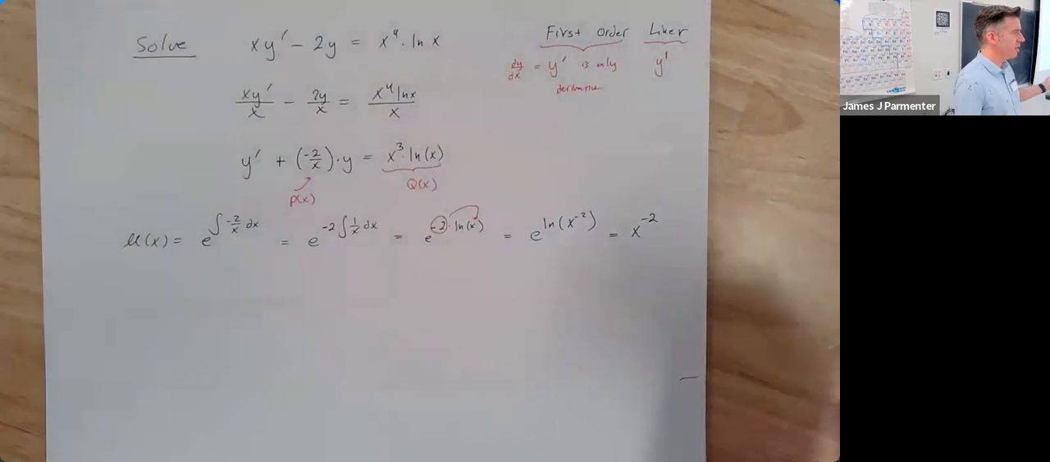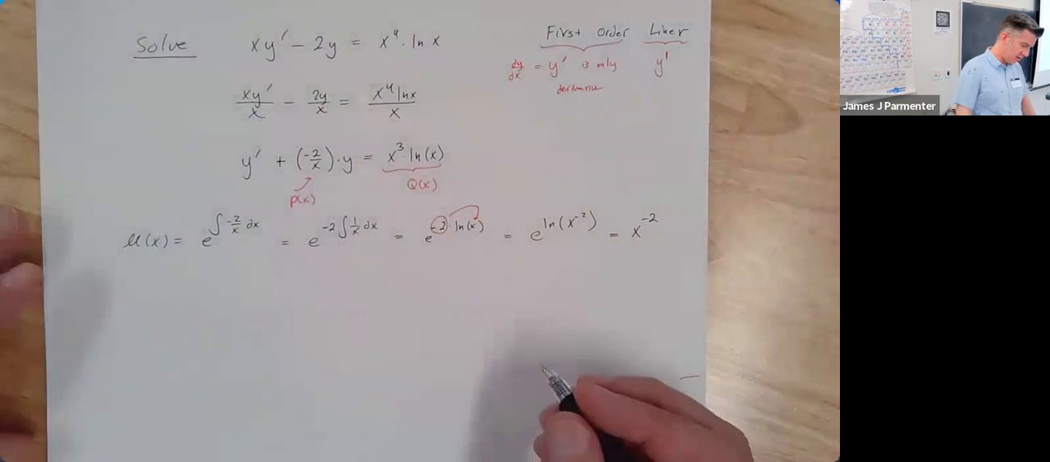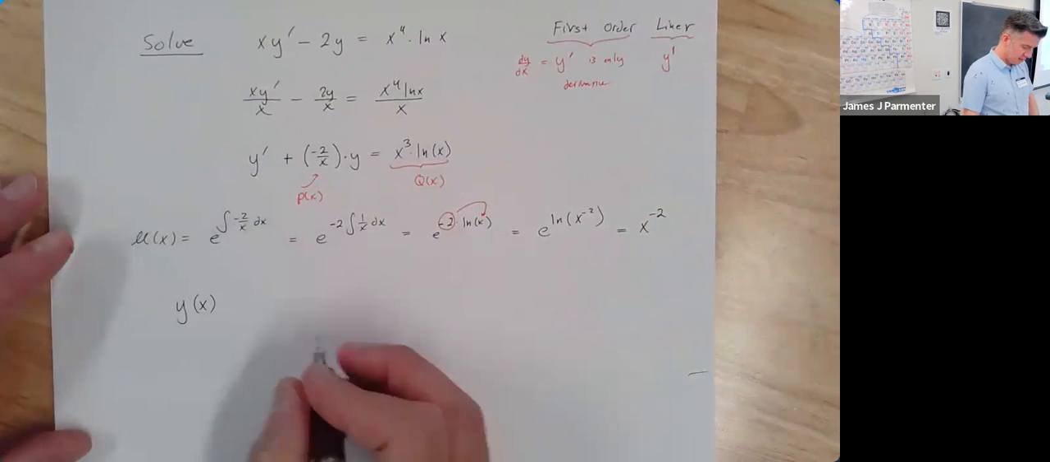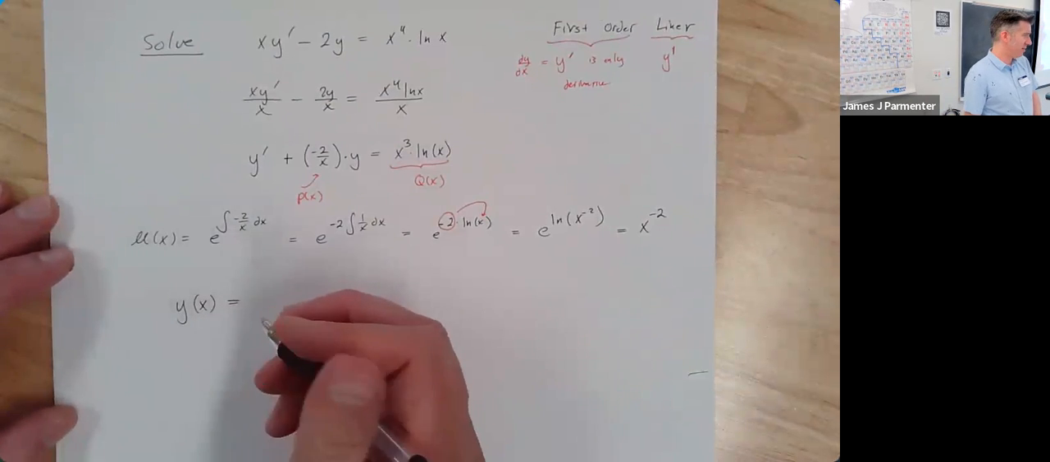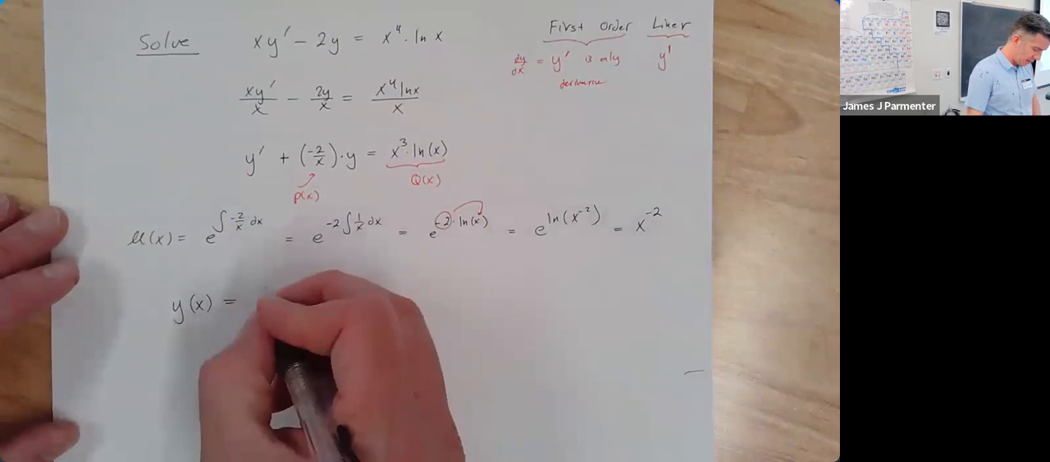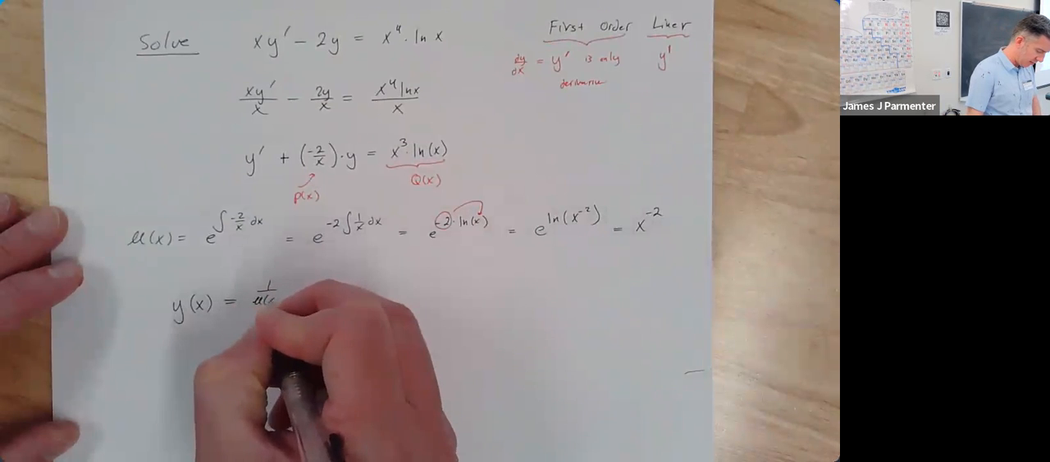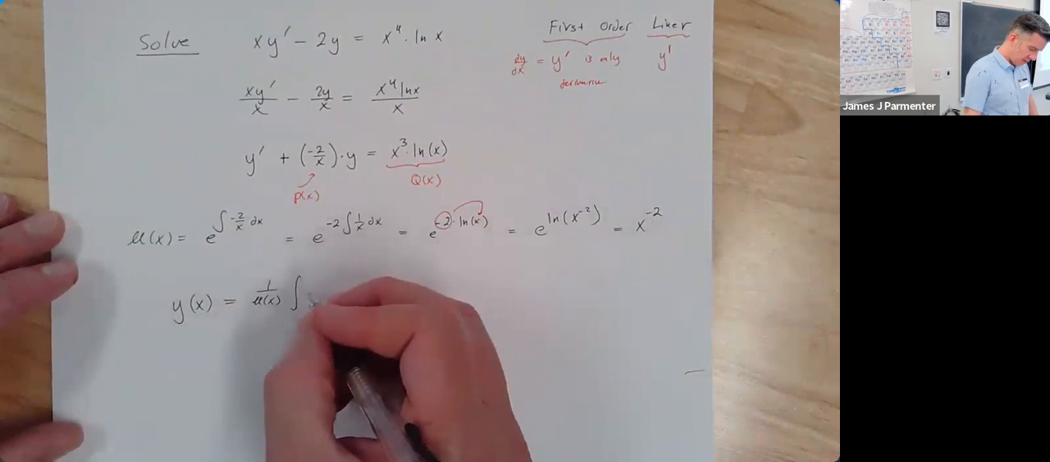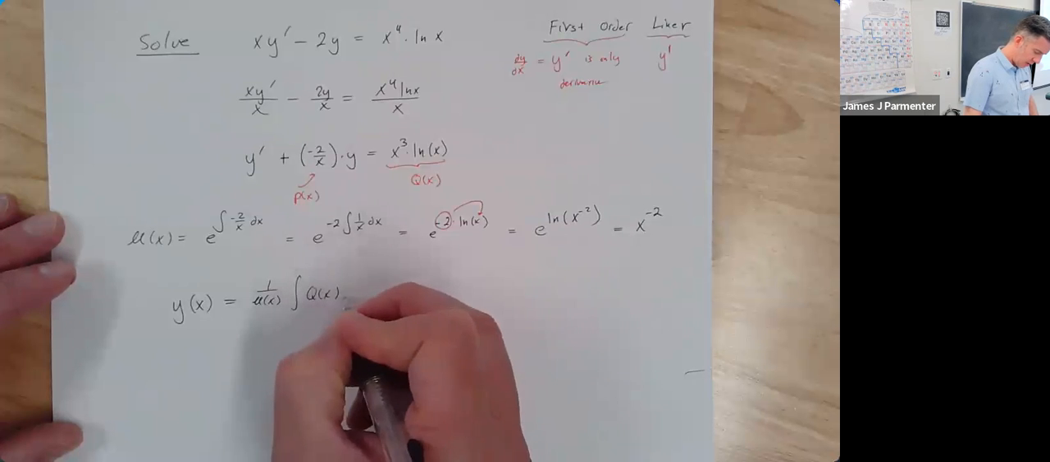Now in this class, we can just jump straight to the end, right? So we can say, okay, well, great. My function y as a function of x is equal to, I would probably write out the formula if I were a student, just so that in case I make a mistake later, at least they can be like, well, he knew what he was doing. He just made an error. It's 1 over mu times the integral of q times mu.